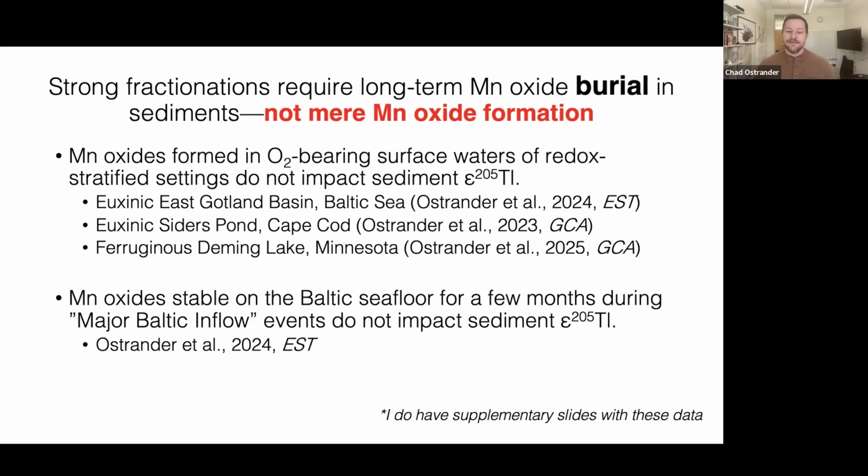And when this happens, it leaves no measurable impact on the isotope composition of the sediments for thallium. So these short-term manganese oxides that are surviving for just a few months do not lead to isotope fractionations that get retained in the sediments. The thallium gets spit back into the water column. And so even short-term seasonal manganese oxide formation cannot drive fractionation effects.